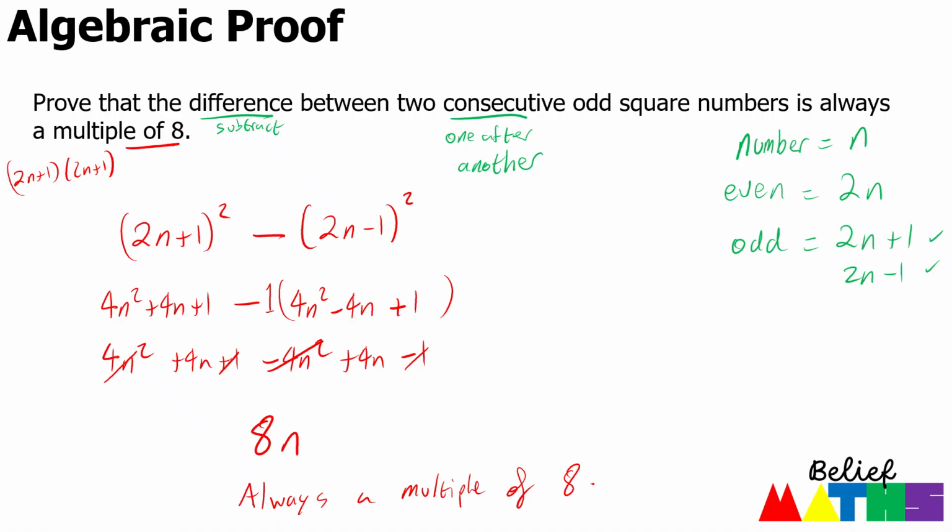Similarly, if they wanted us to prove that it was always a multiple of 2, you could just factorize 2 out of your final answer and show it's 2 bracket something, and then it's always a multiple of 2.